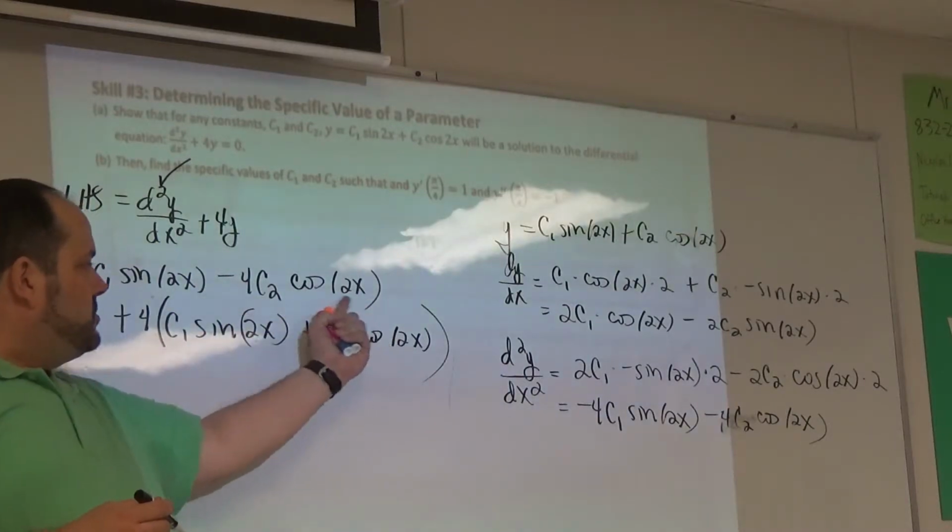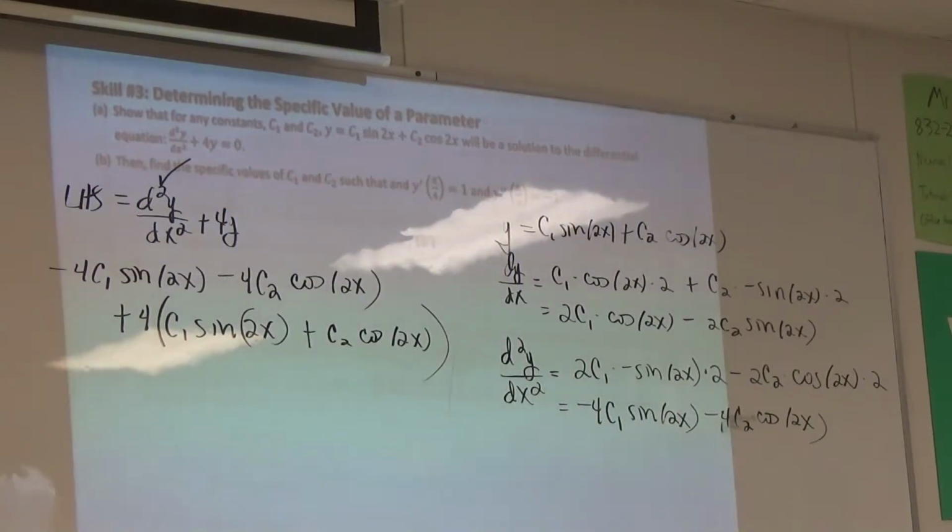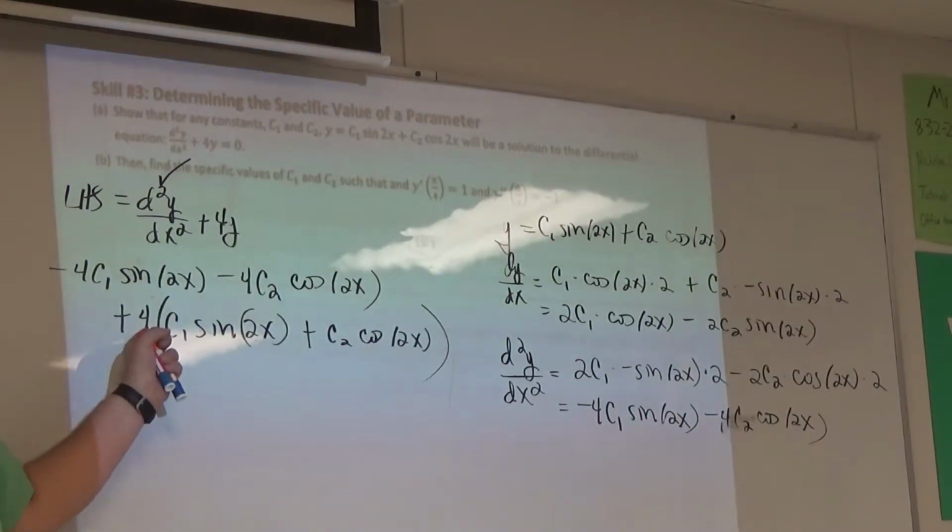This first part is your second derivative. This guy here is 4 times the original. Legal algebra. Adriana, what could you do? You could distribute the 4 into the c1 times sine 2x. Is it legal to multiply everything by the 4? Yeah. Sure. And if you do that, what happens?